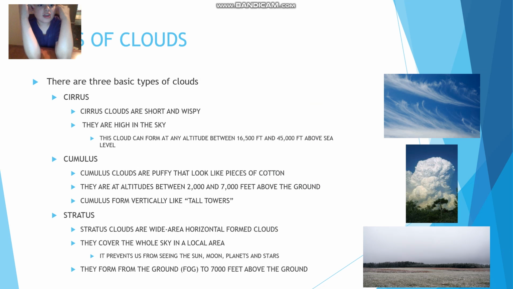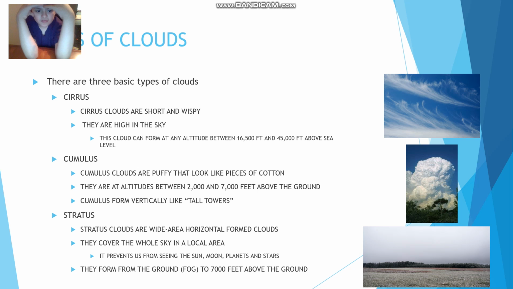Types of clouds. There are three basic types of clouds: cirrus, cumulus, and stratus. Cirrus clouds are short and wispy. They are high in the sky. The clouds can form at any altitude between 16,500 feet and 45,000 feet above sea level. Cumulus clouds are puffy and look like light pieces of cotton. They are at altitudes between 2,000 feet and 7,000 feet above the ground.